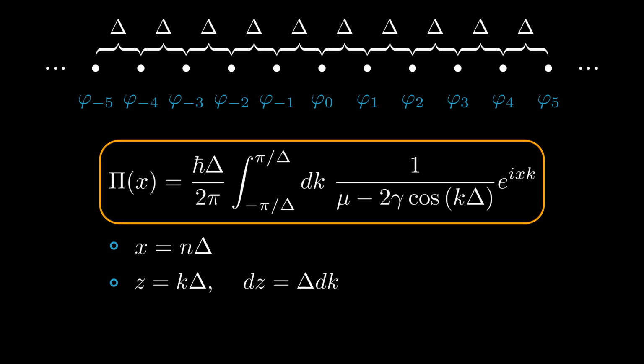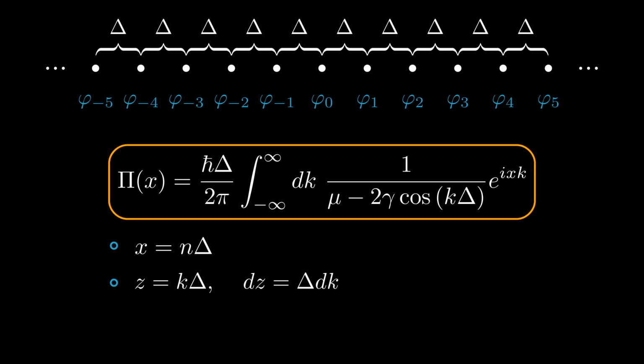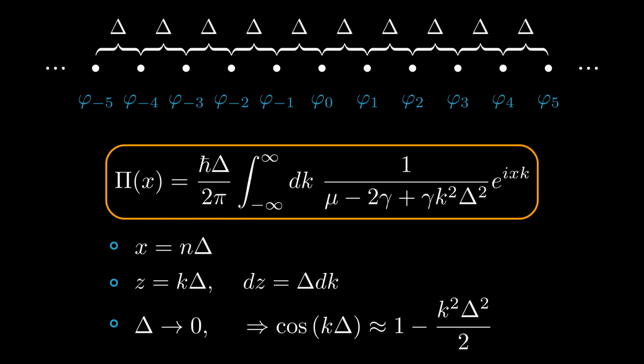As we integrate from minus pi over delta to plus pi over delta, we witness the propagator embracing the infinite expanse of the physical continuum. We then approximate the cosine in our denominator with 1 minus k squared delta squared over 2. And by this last step we nearly arrive at the goal of our quest. In order for our propagator not to depend on this infinitesimal delta, we need to find a way to remove this delta dependence from our expression.